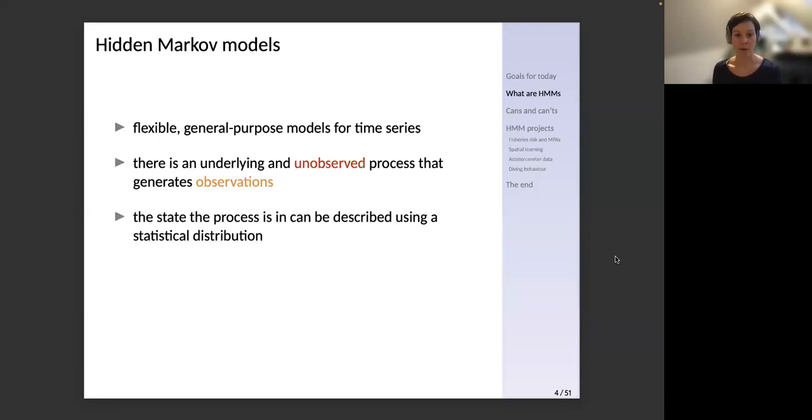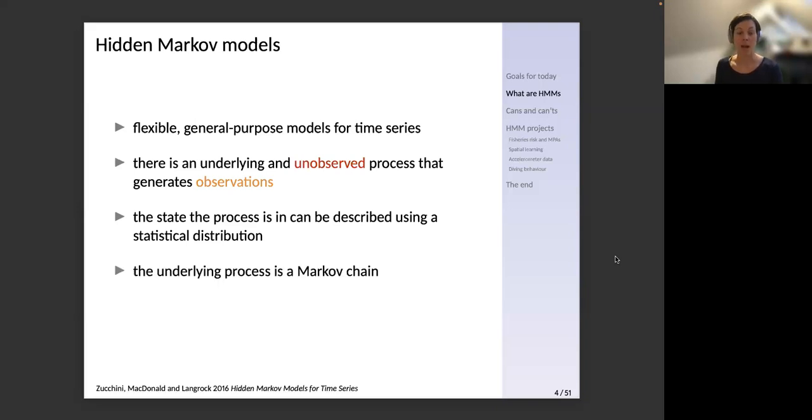So we call this the state process. And the state that this state process can be in is described using a statistical distribution. So we take an observation, we say, which distribution of a finite number of distributions is this observation likely to have come from? And the underlying process is assumed to be a Markov chain.